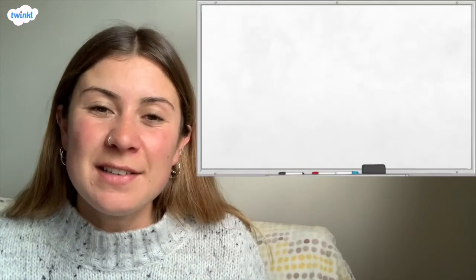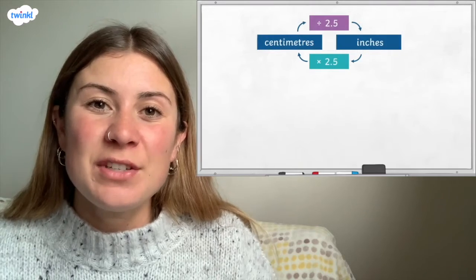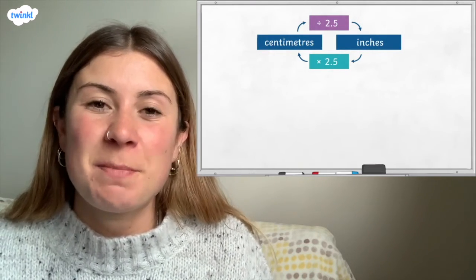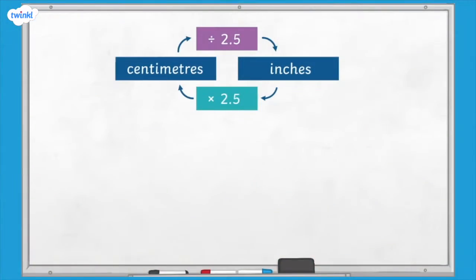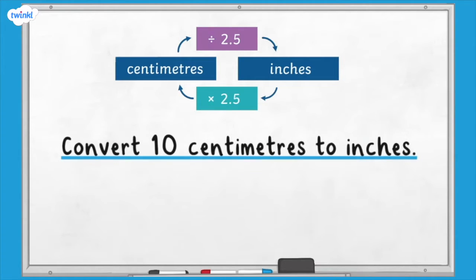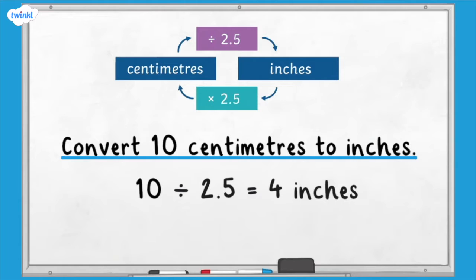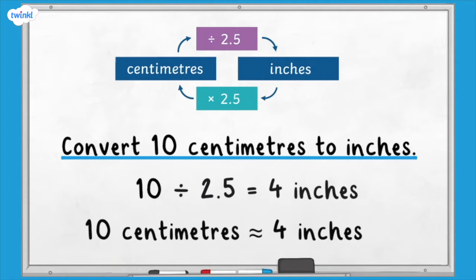To convert centimetres to inches, we need to divide the number of centimetres by 2.5. For example, to convert 10 centimetres into inches, we need to divide 10 by 2.5, which equals 4. 10 centimetres is approximately equal to 4 inches.